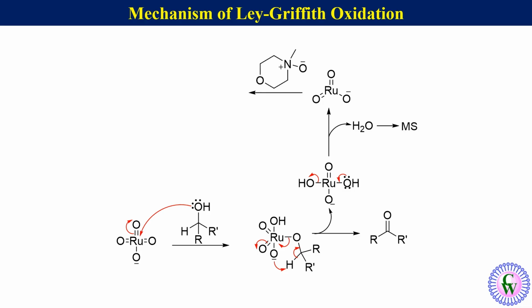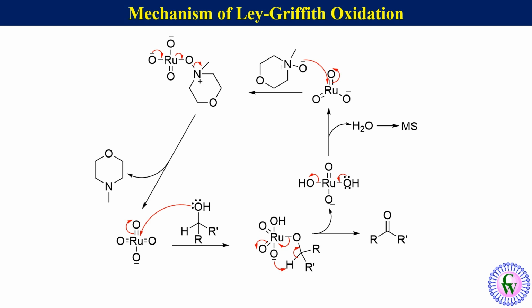Now N-methylmorpholine oxide comes into picture. The oxide of N-methylmorpholine oxide attacks on ruthenium atom of RuO3- to produce this adduct, which removes N-methylmorpholine to regenerate perruthenate ion. This cycle continues till the reaction gets completed.